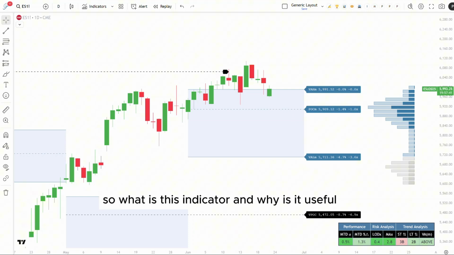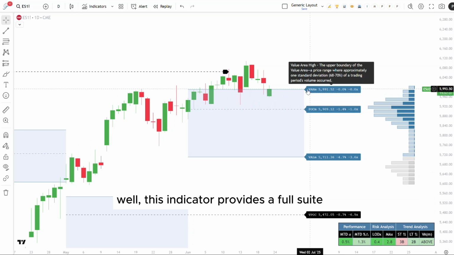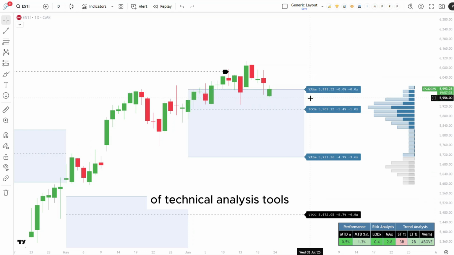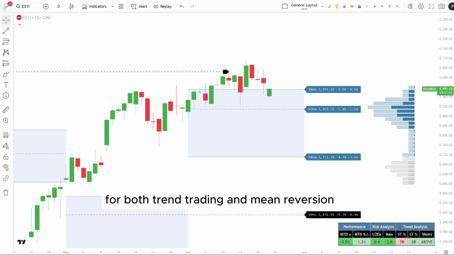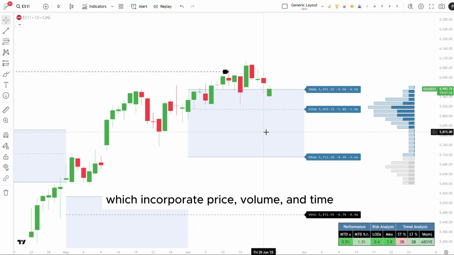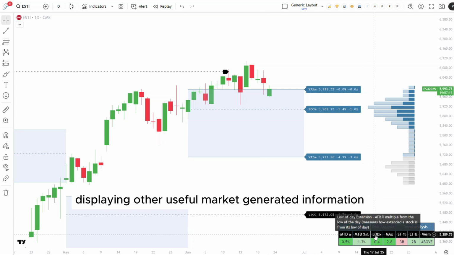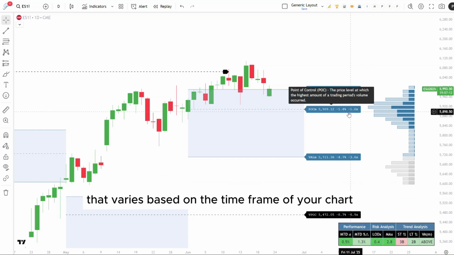So what is this indicator and why is it useful? Well, this indicator provides a full suite of technical analysis tools for both trend trading and mean reversion. It paints value areas on your chart, which incorporate price, volume, and time to generate institutionally recognized pivot points. And it also paints a stat table on your chart, displaying other useful market generated information that varies based on the time frame of your chart.